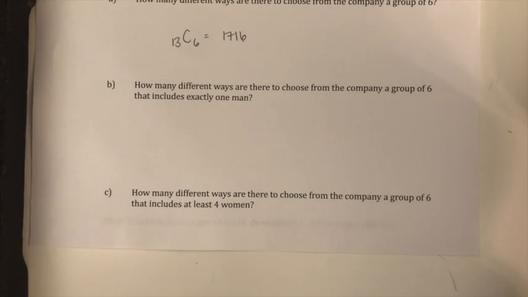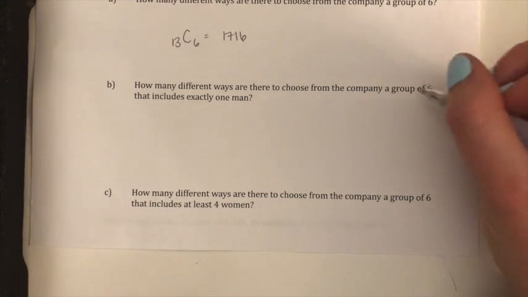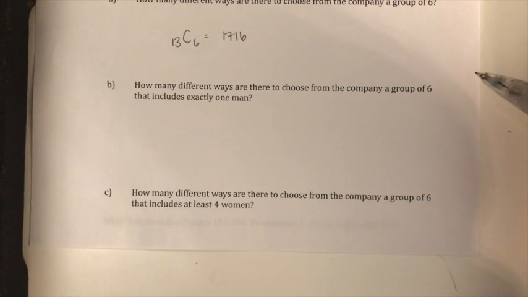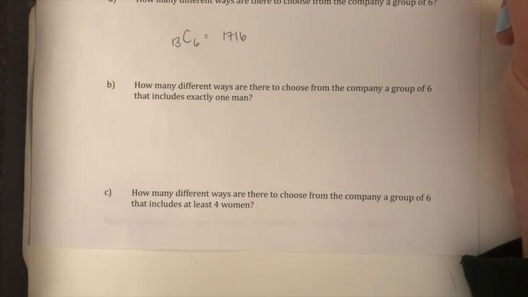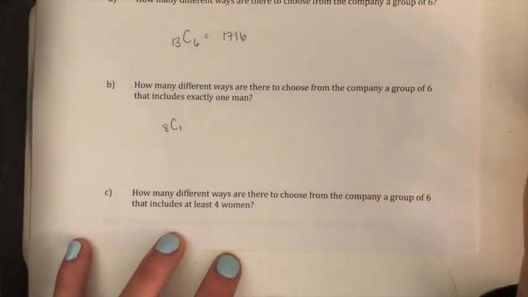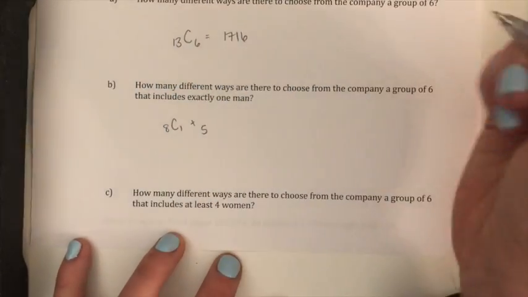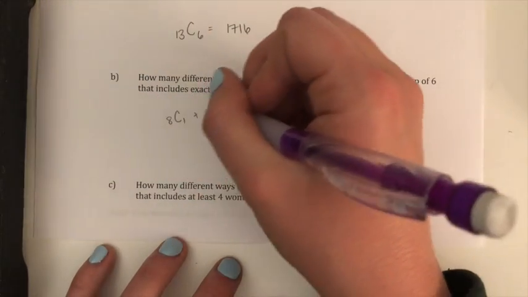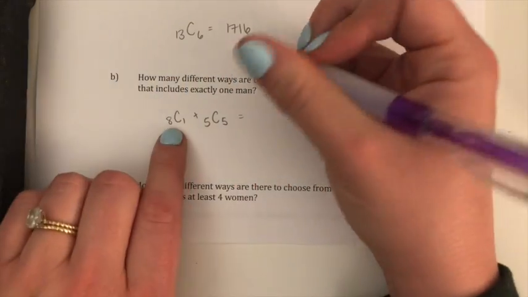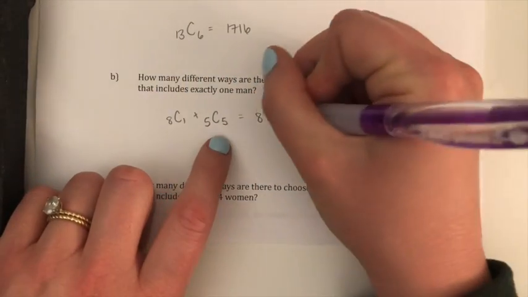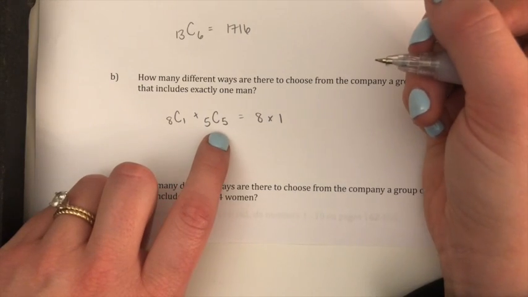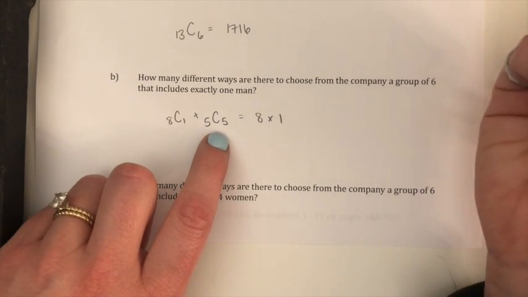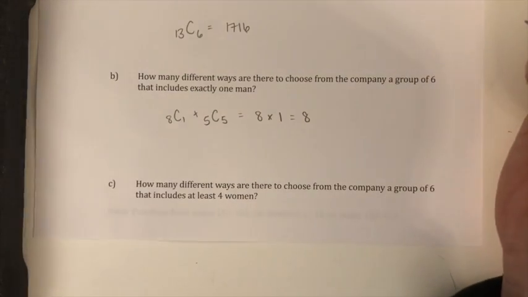Okay, so then we want to look at how many different ways there are to choose from the company a group of 6 that includes exactly 1 man. So 5 of the actors would have to be women, and 1 could be a guy. From the 8 guys, we're going to choose 1, and then from the 5 women, we're going to choose 5. When I punch this into my calculator, 8 choose 1 is 8, and 5 choose 5 is only 1. If I have to choose all 5, there's only 1 combination. So there's only 8 ways to do that.